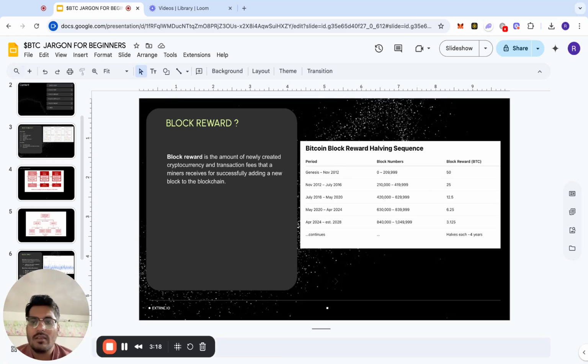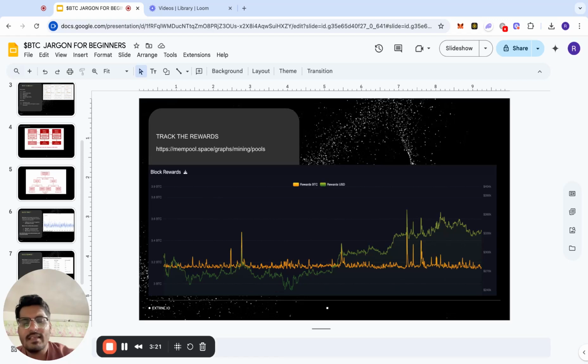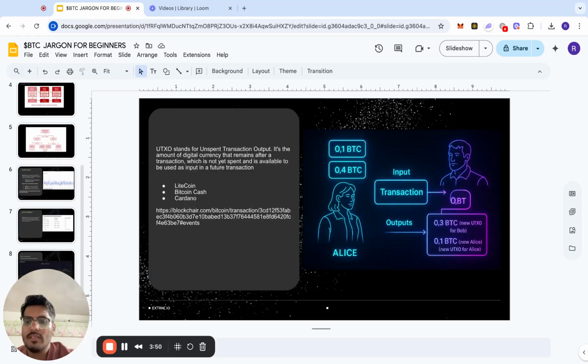In the next slide, I have shown you how the rewards are being distributed. You can see that the average USD value is in the same range. The dollar value of the reward is almost constant; it is a straight line. But the rewards in Bitcoin go up and down, and this is because of the fluctuation in the price of Bitcoin. Today I was going to discuss UTXO.